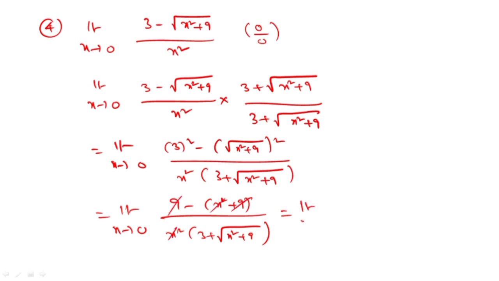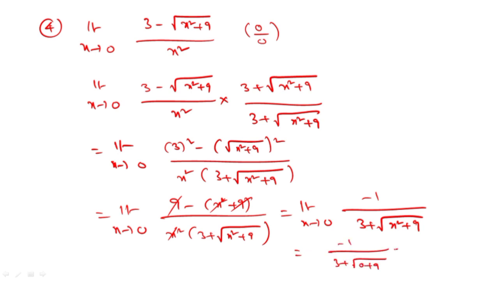9 gets cancelled, x square also gets cancelled, and this will be minus 1 by 3 plus root of x square plus 9. I substitute 0: minus 1 by 3 plus root of 0 plus 9, minus 1 by 3 plus 3, that is minus 1 by 6. So this is the value when we rationalize. If you get 0 by 0, you can go by L'Hopital rule, or rationalization because a root appears here, whatever you like, you will get the same answer in both cases. So that's about some of the problems in 0 by 0 form.